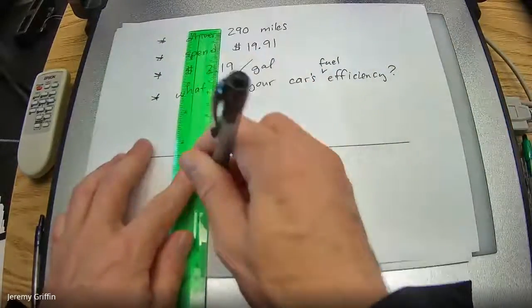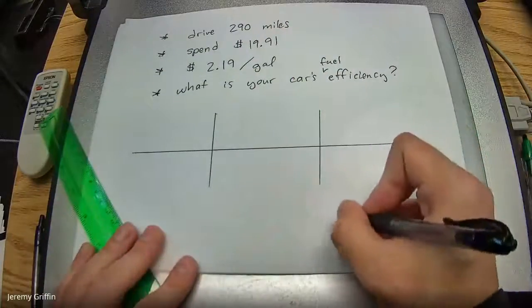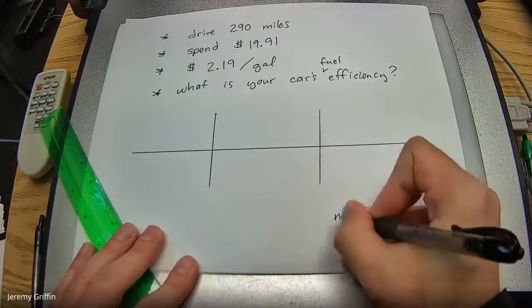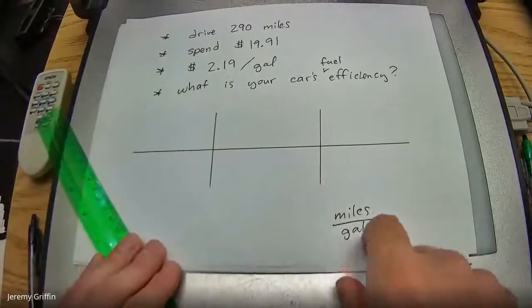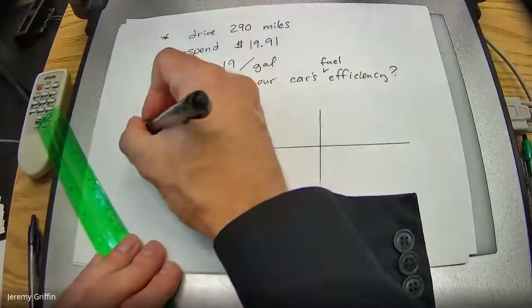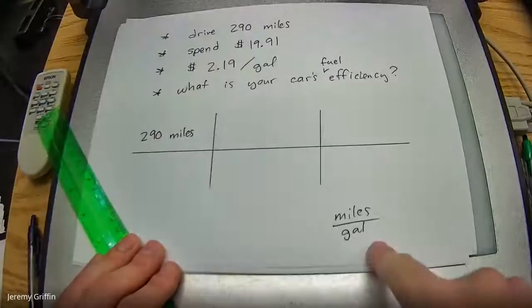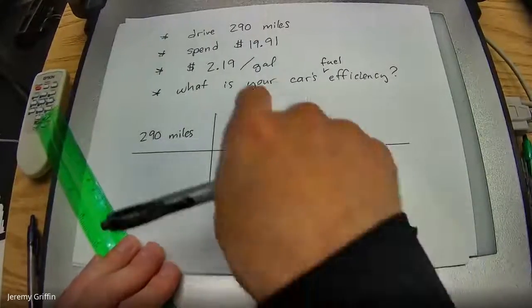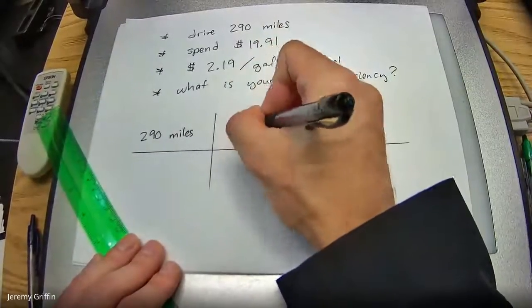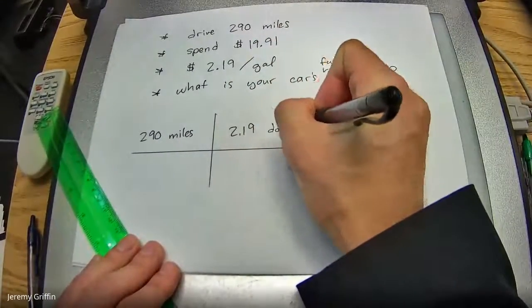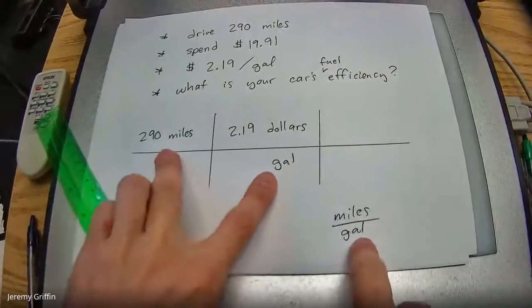I'm going to set up some railroad tracks. I know I want the final answer to be in terms of miles per gallon, so I'm just going to rearrange these values so that they naturally produce that. The 290 miles, I'm going to pop in the numerator. I need gallons to be in the denominator, so I like this $2.19 per gallon right here, because that gives me gallons where it needs to go.